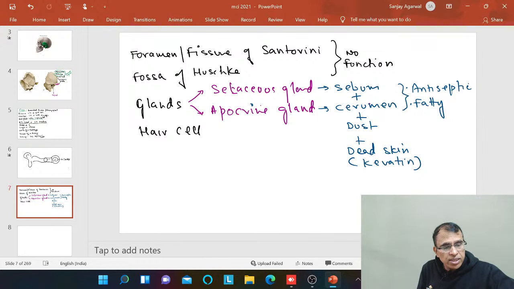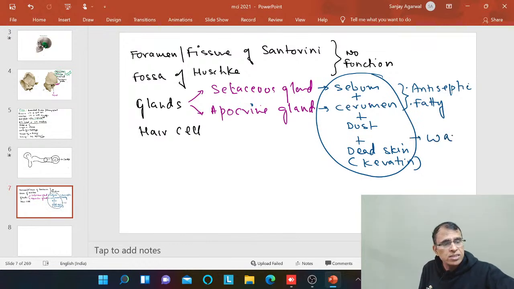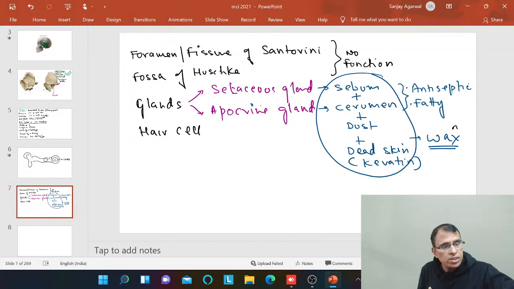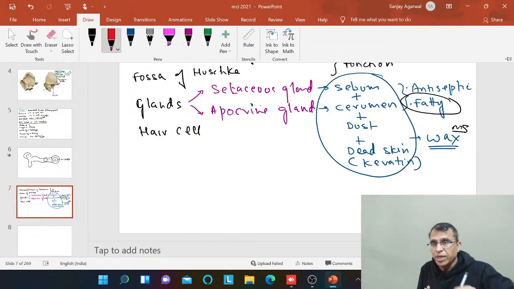But the thing is, they do not accumulate, they do not collect, they keep on recycling, being made and coming out, you know, that's what happens. If somehow they start collecting due to whatever problem, then it's called earwax. So this is important, earwax. What is the content of the earwax? So you know that earwax has four things. This is MCQ. The content of the earwax is MCQ. So either you will say earwax has four things, sebum, cerumen, dust and keratin, or fat, depending on the choices that they give you. So that's all about earwax formation.